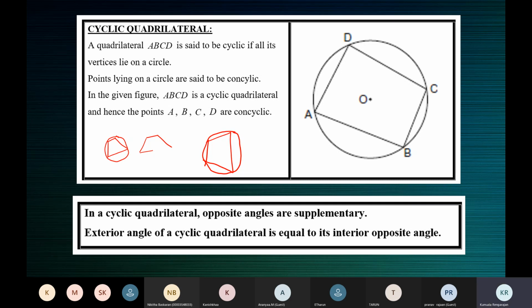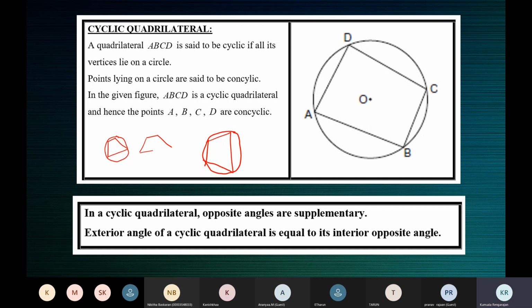So you can see the figure ABCD is a quadrilateral. It is a cyclic quadrilateral because we can see that the vertices A, B, C, and D of the quadrilateral lie on the circumference of a circle. You can see all these 4 vertices lying on the same circle.